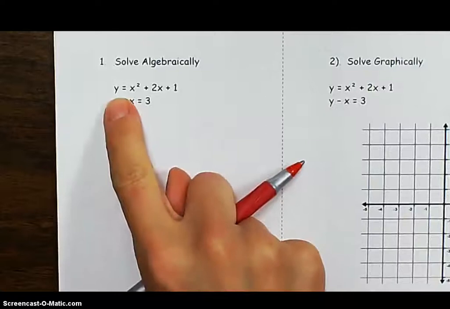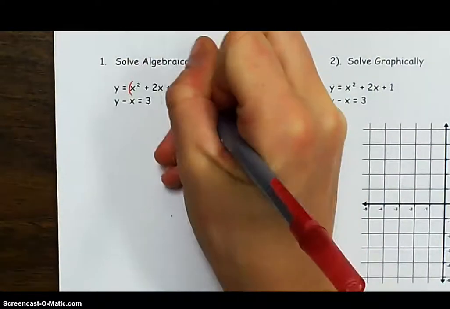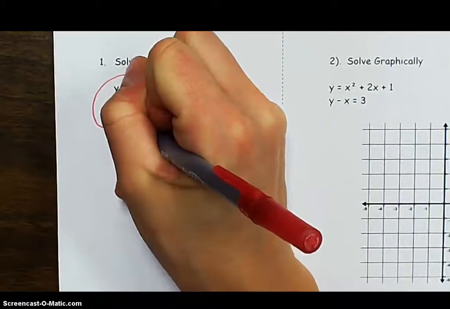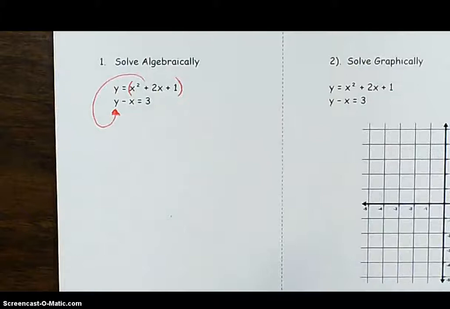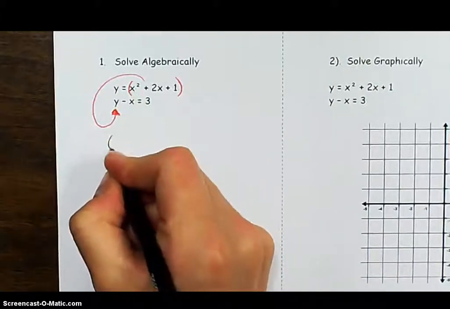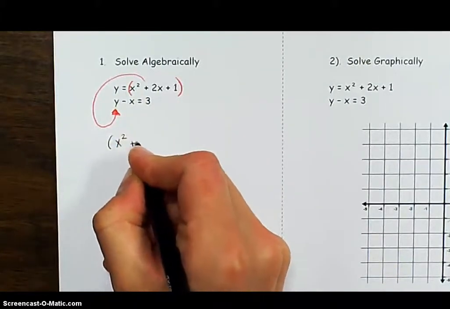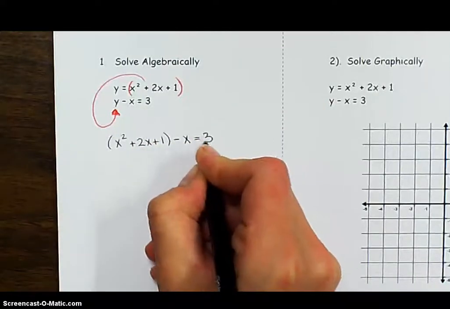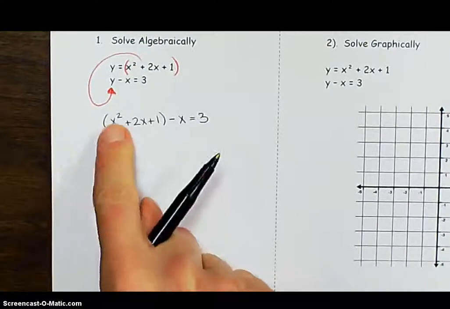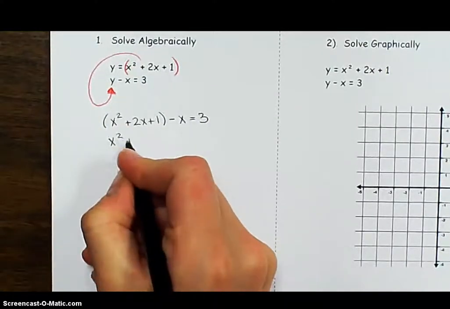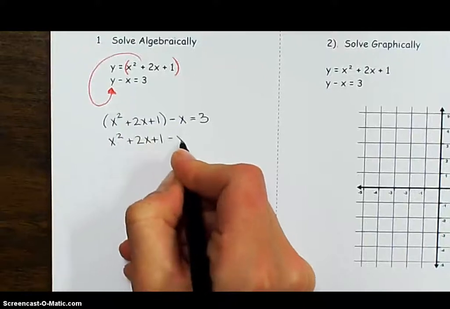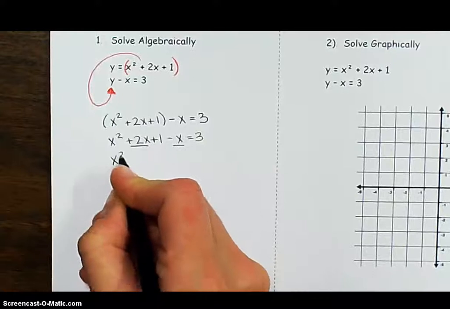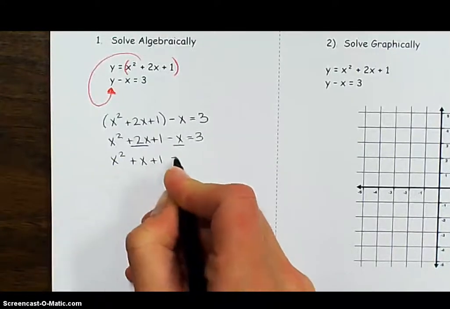Since the first one's already equal to y, I'm going to put parentheses around this one, and substitute it in for the y in the second equation. So instead of y, I substitute in x squared plus 2x plus 1, minus x is equal to 3. There's nothing I have to distribute, so I can just rewrite this without parentheses. Then I combine my like terms. I have a 2x and a negative x, so I get x squared plus x plus 1 is equal to 3.